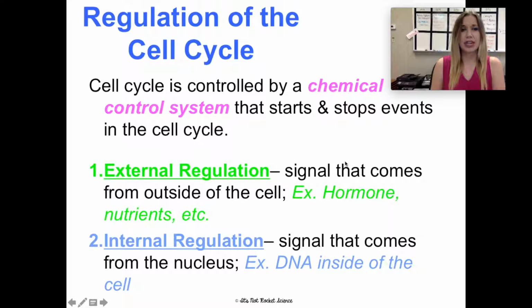This is a signal that comes from the nucleus. So, for example, it would come from the DNA inside of the cell. Some instruction in the DNA coded for the need to begin dividing this one cell. Okay, so two types: external regulation from outside, internal regulation coming from within.